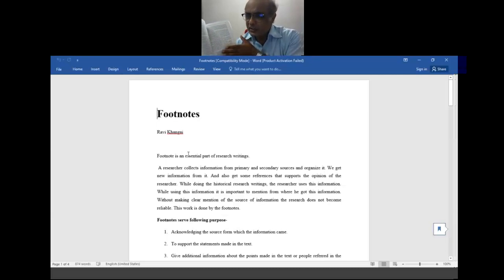So footnotes are given for different reasons, and one of the important reasons is to give information about the source from which you have taken the information. So it is like acknowledging the source of information. Then another reason for which the footnote is given is to support the statement made in the text.